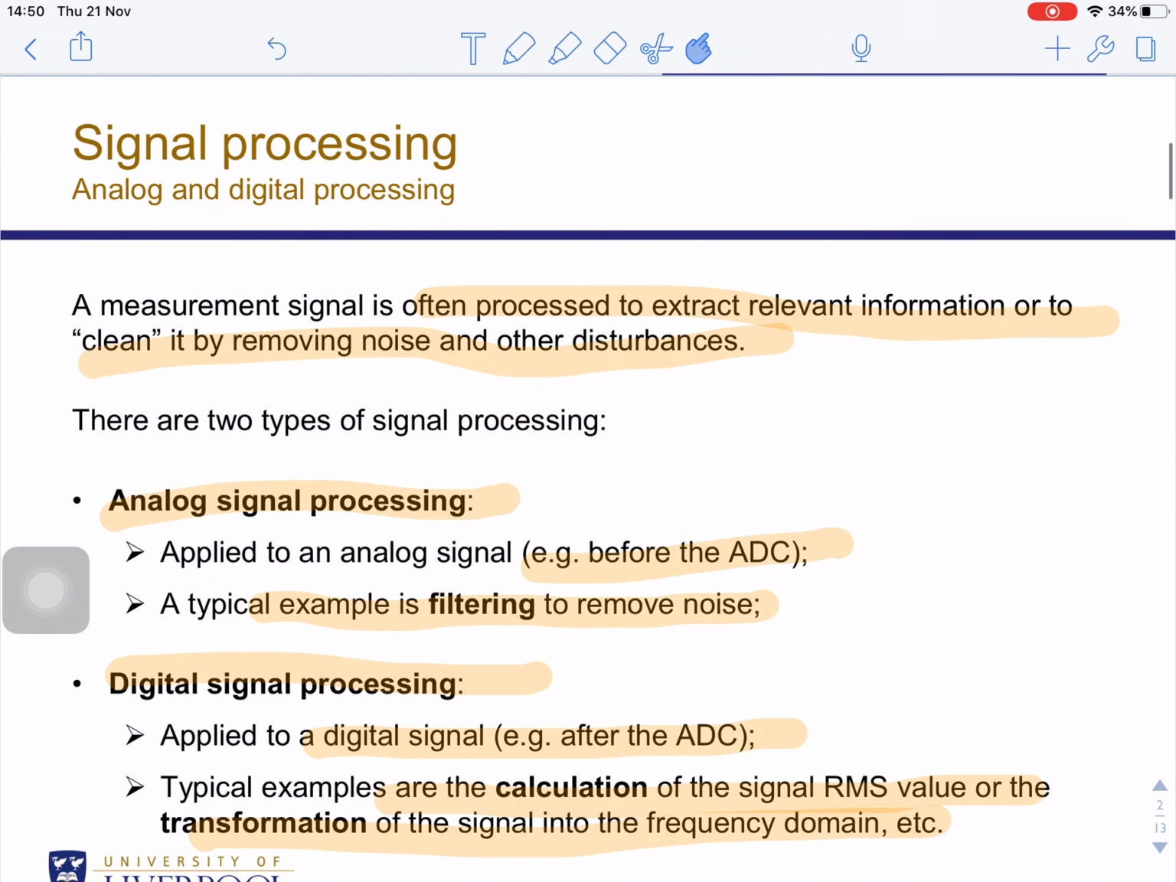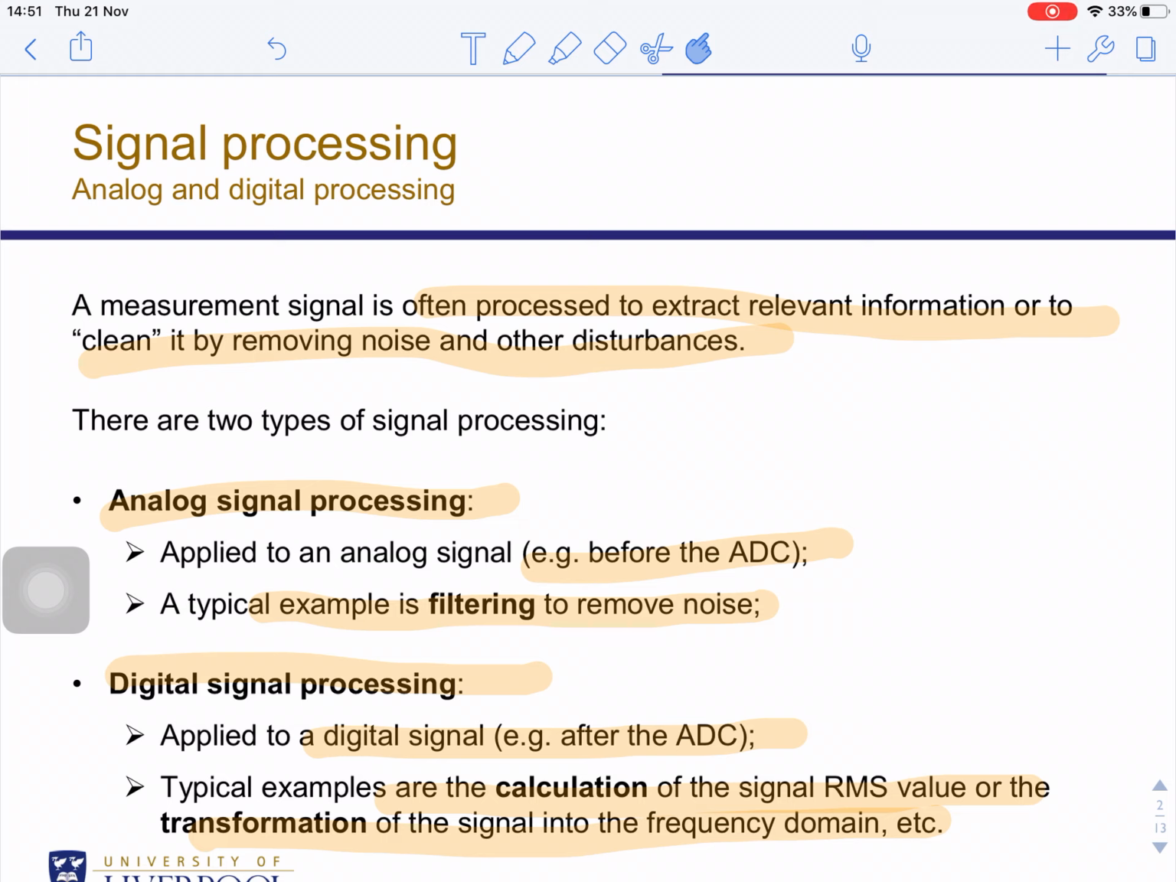So the signal processing part: a measurement signal is often processed to extract the relevant information or to clean it by removing noise and other disturbances. There are two types of signal processing. The first one is analog signal processing, which is related to the analog signal. A typical example is filtering by removing the noise before the ADC.